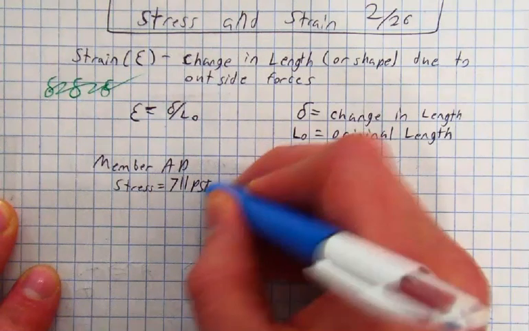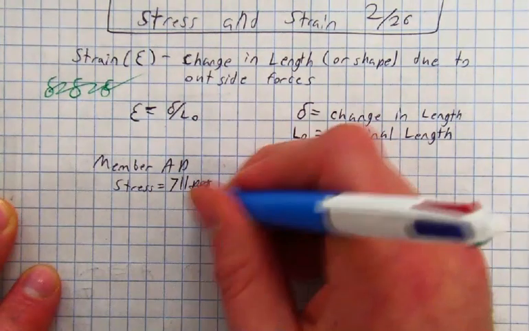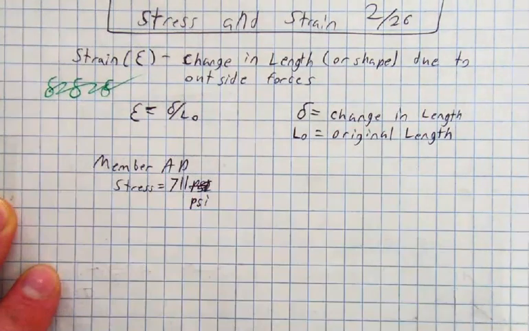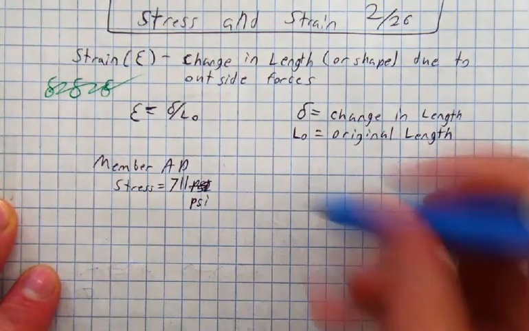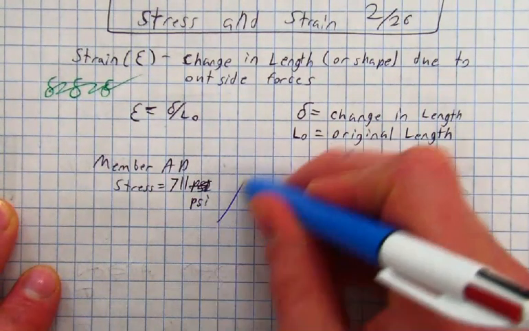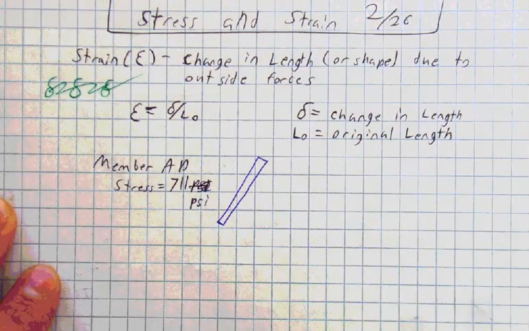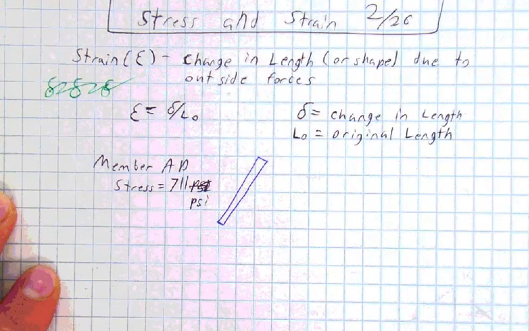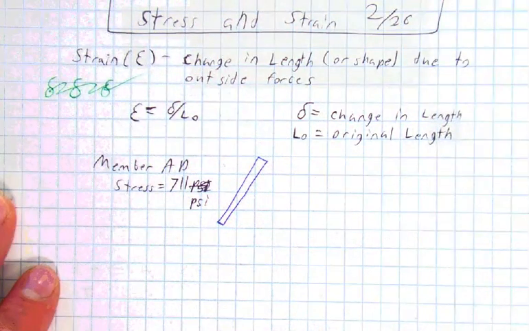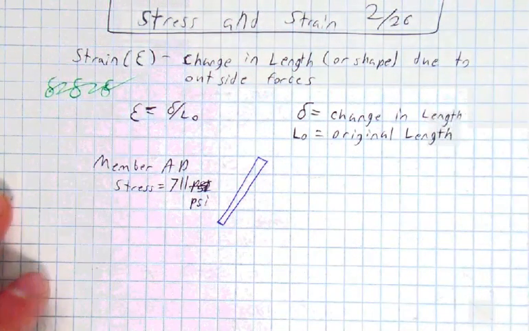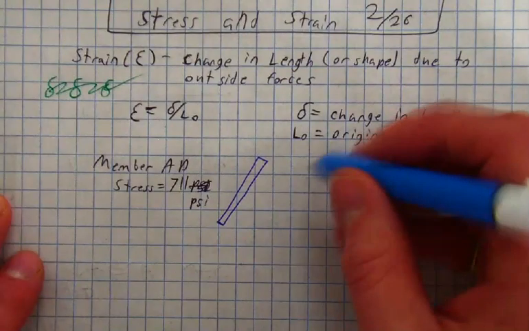Let's go ahead and redraw it. I'm going to draw the member as a rectangle so we can imagine this actual 1x2, the ones that we used when we built our bridges. And most of them were cut in about 2 feet lengths, right? Let's go ahead and make that our standard. Let's say that's our original length.